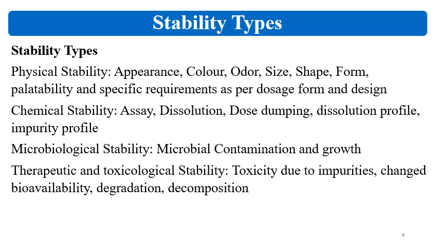Then chemical stability. It involves assay, dissolution, dose dumping study and dose dumping dissolution requirements, then dissolution profile, impurity profile and the like. Microbiological stability involves microbial contamination or microbial growth. Then therapeutic and toxicological stability depends on the above three stability types and it involves toxicity due to impurities, change in the bioavailability, degradation and decomposition. So these are the types of stabilities.